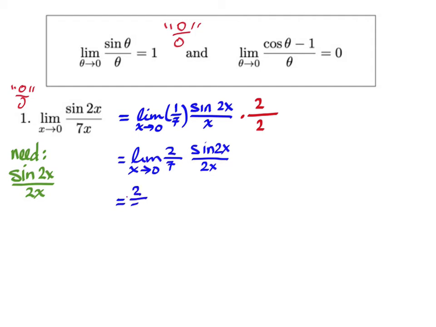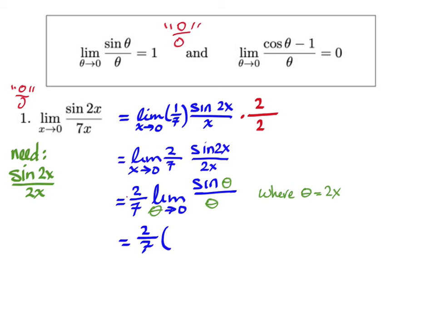So I'll rewrite it as 2/7 times the limit of, and now I'm writing theta approaches 0 because I'm using theta to represent 2x. So this is sine of theta over theta. Theta is just 2x in this limit. Now we have everything where we need it, and we know the limit of sine of theta over theta as theta approaches 0 is going to be 1. So what we have is 2/7 times the limit, which is just 2 over 7.